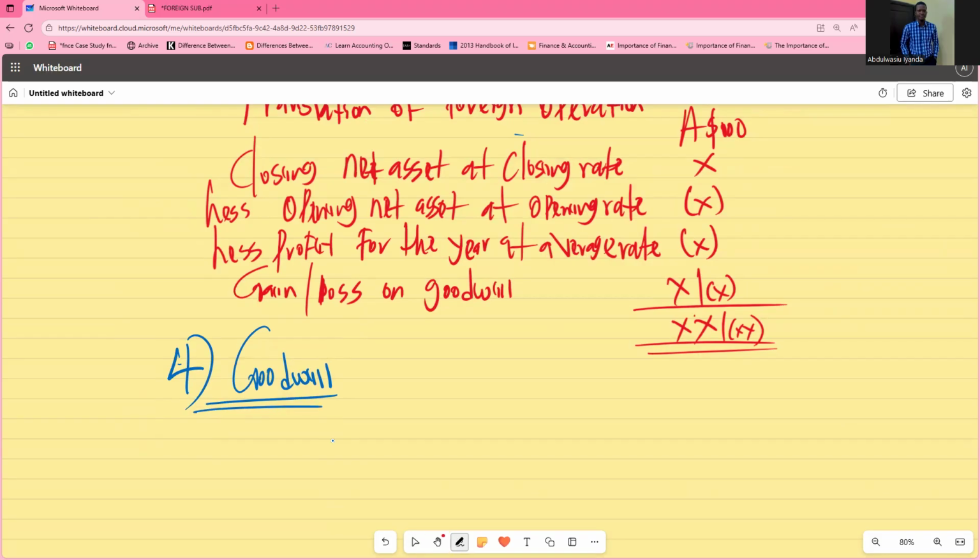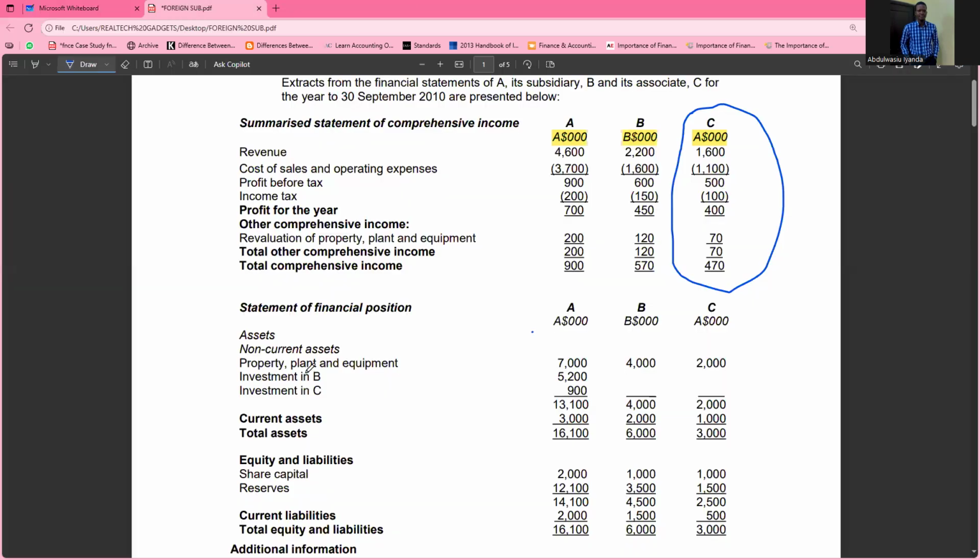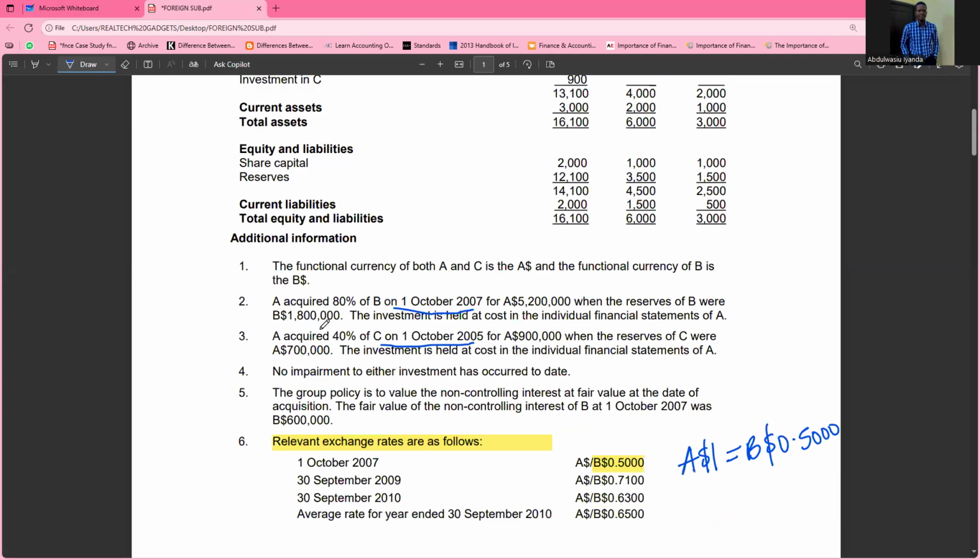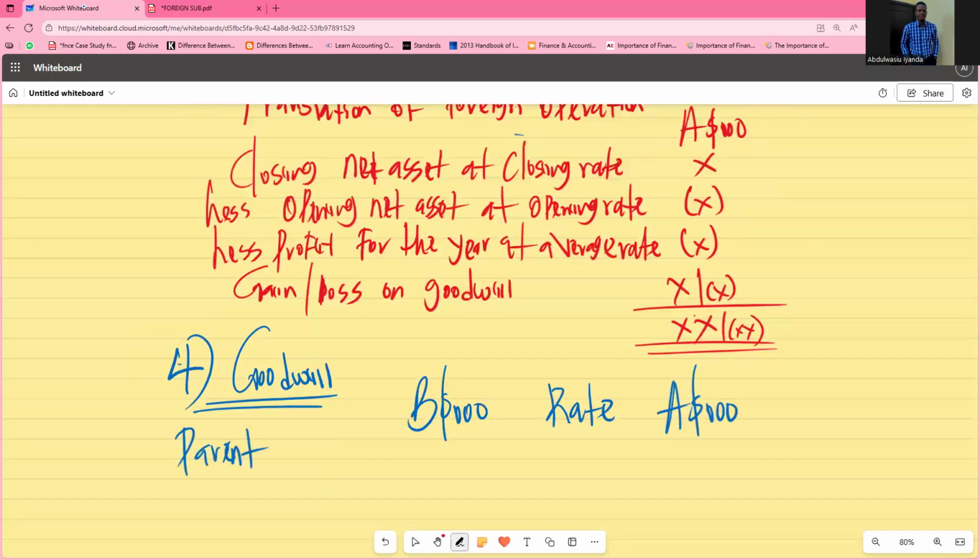You are going to say, in B, you put the rate, and then the A. So the parent cost: you acquired, I think, how many percent? You acquired 80% for 5,200. So it is 5,200 in your own currency. You cannot walk back now.